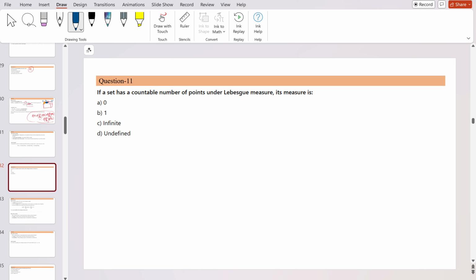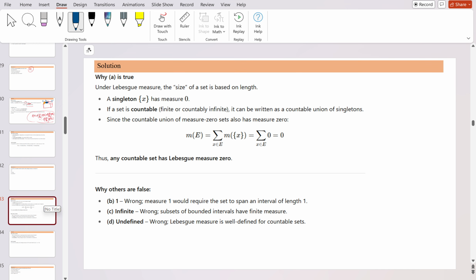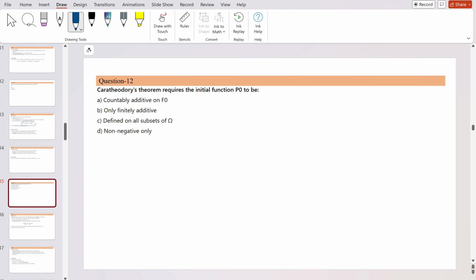Okay, let's give the solution for this. The question is saying that if a set has a countable number of points, its Lebesgue measure is 0, 1, infinite or undefined. We already know it will be equal to 0, the summation of all the values defined here. We have already seen this problem. I have kept it deliberately so that you revise it and go through the concept in depth. Okay, try to solve this problem.